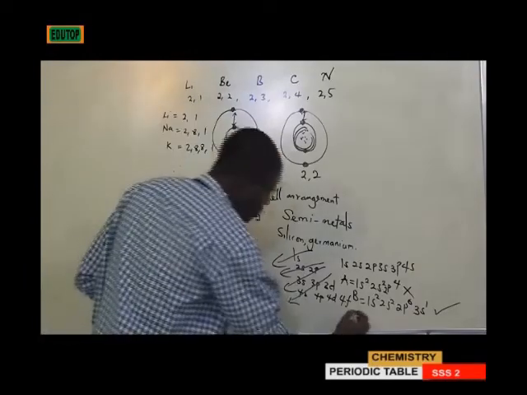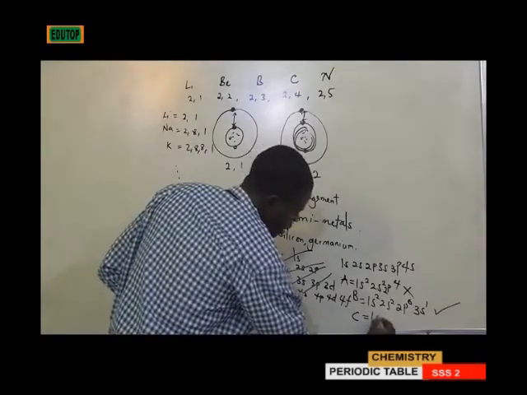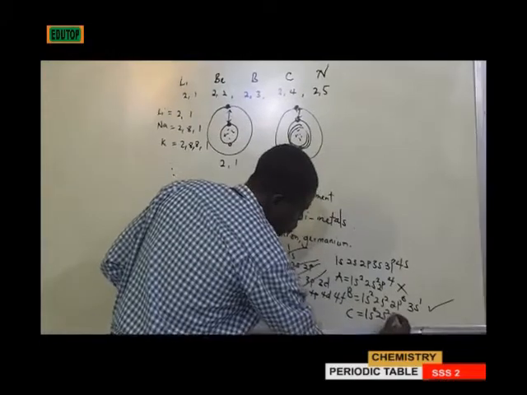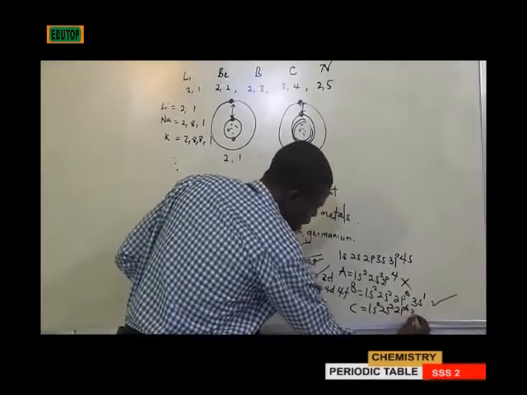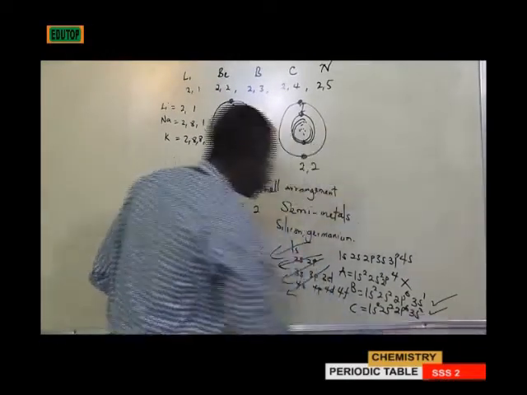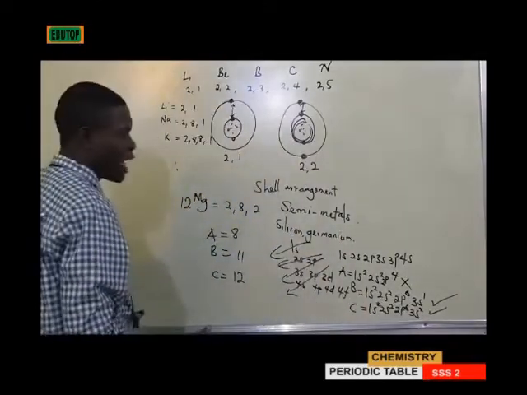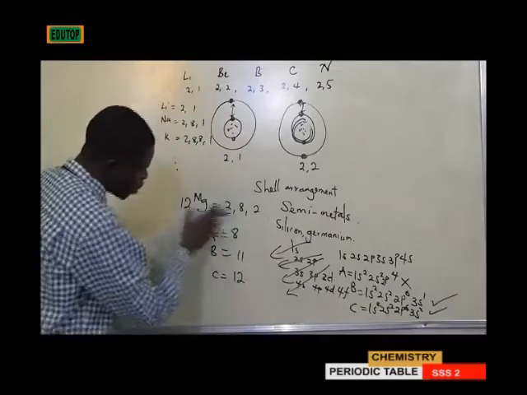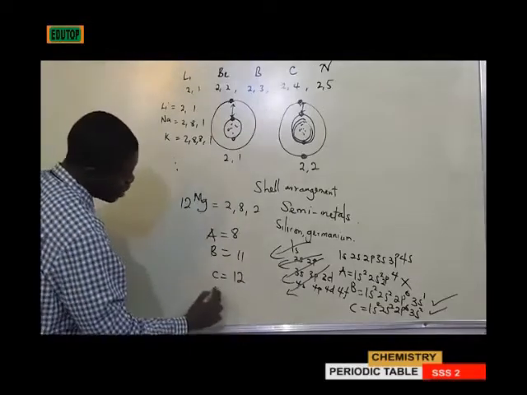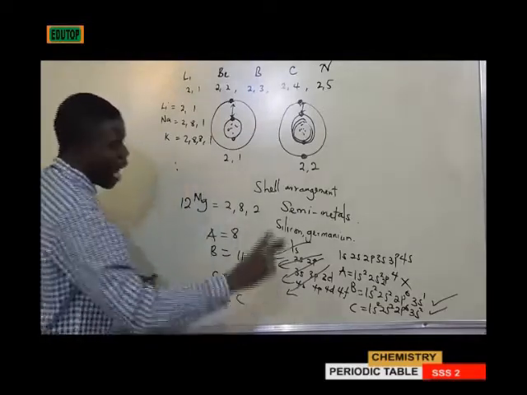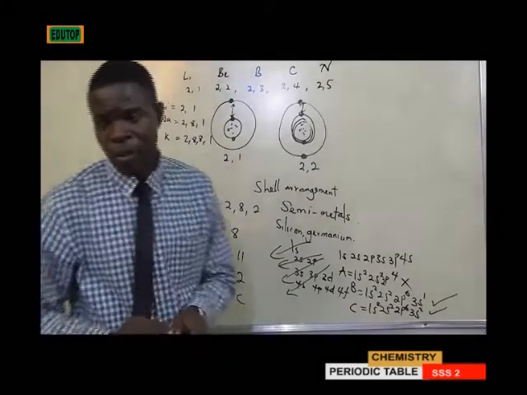Then C is 1s2, 2s2, 2p6, 3s2. So C is also an s block element because the last electron is on the s orbital. So in summary, it means that B and C are the s block elements.